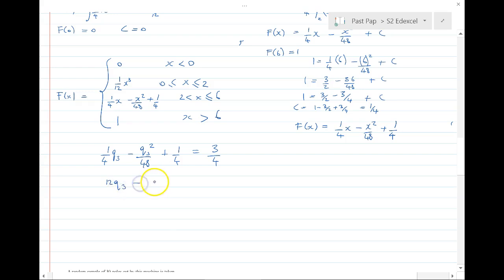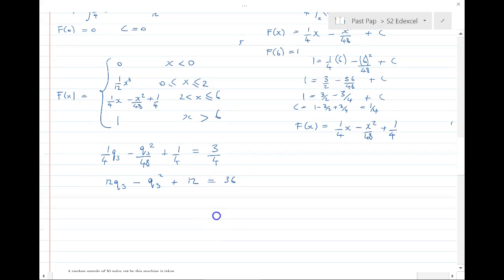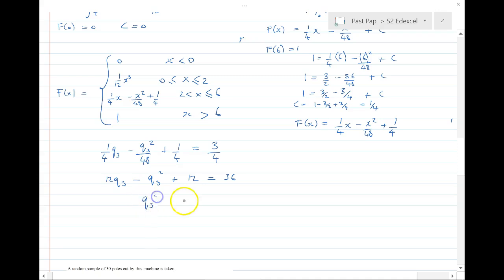If I times by 48, I will get 12Q3 minus Q3 squared plus 12 equals 36. So that gives me Q3 squared minus 12 Q3 plus 24 equals 0. So Q3, using the quadratic formula, will be equal to 12 plus or minus the square root of 144 minus 4 times 1 times 24, all over 2.